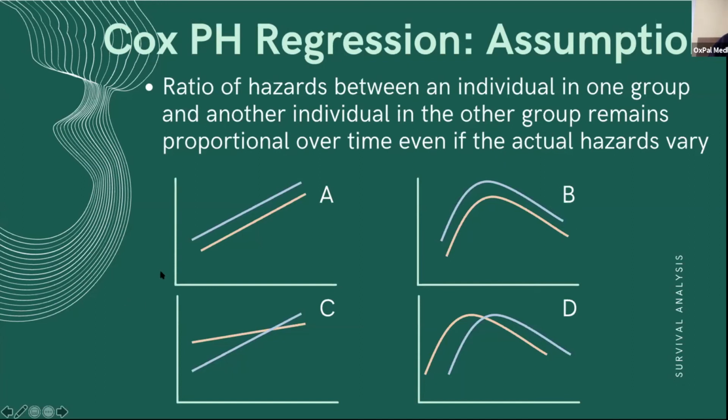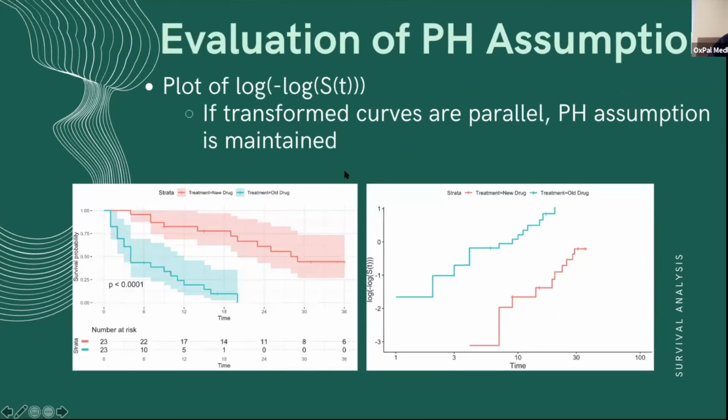And there's a way to test this mathematically and using software. We test this using a test called the plot of the log of the negative log of the survival function. What it tells us is that we transform this curve. Remember, these are the survival curves from earlier, and we transform them. And if they are parallel, it seems that the proportional hazard assumption is maintained. So they look parallel grossly. There are other ways to test this, but it is one of the more common ways.